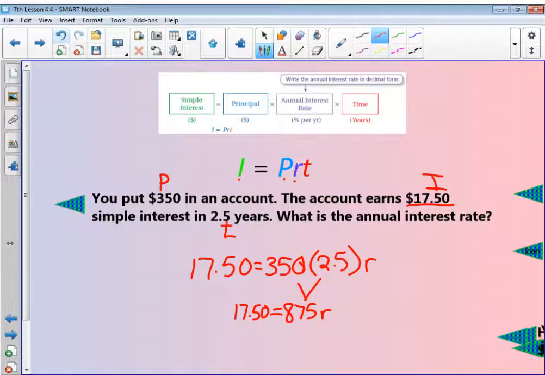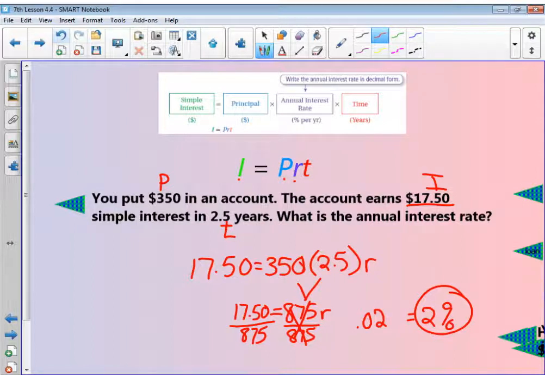Okay, so I want to divide by 875. So 17.5 divided by 875. When I do that, I get 0.02. Okay, 2 places would make this 2%. Okay, so you should get 2% for your interest rate on that one.